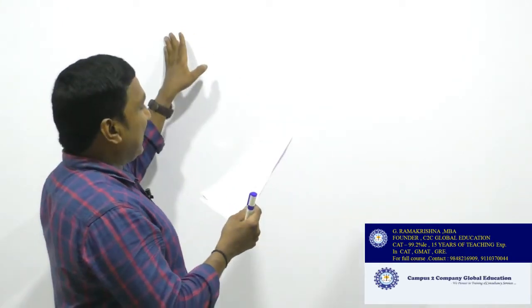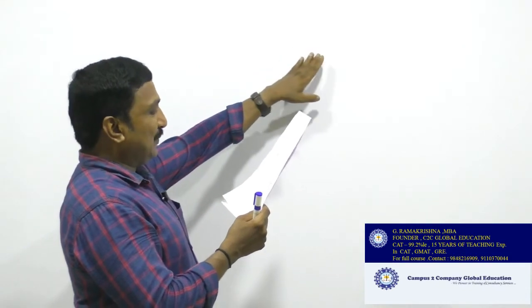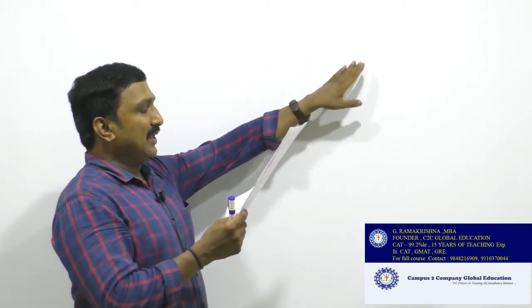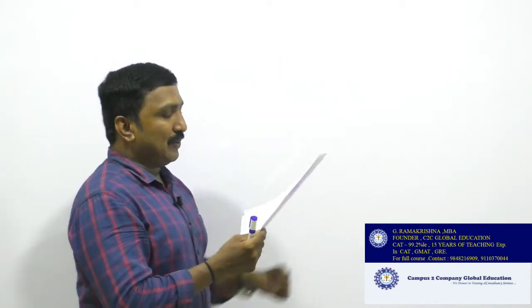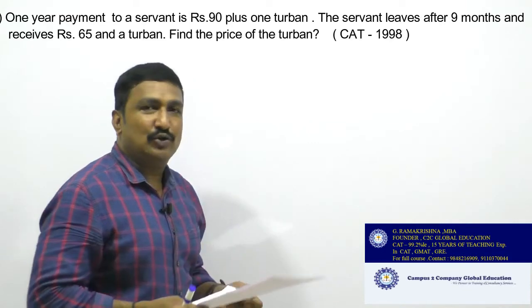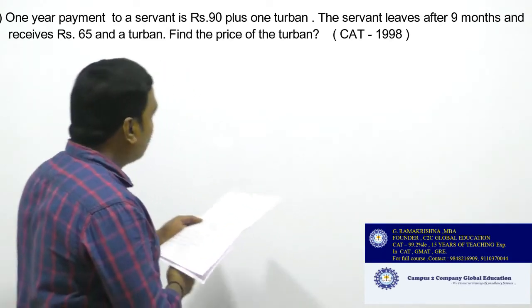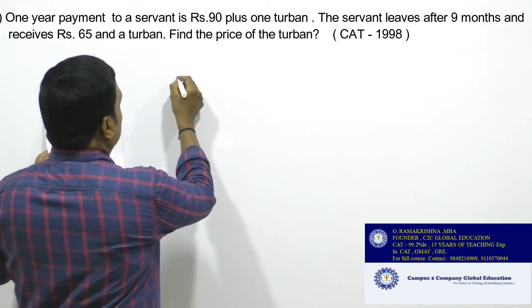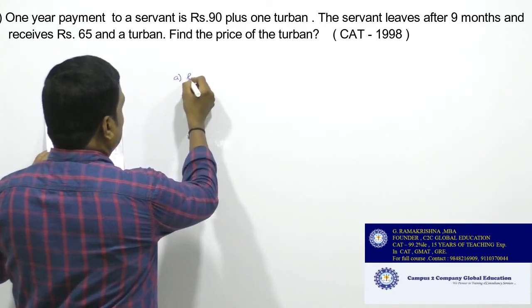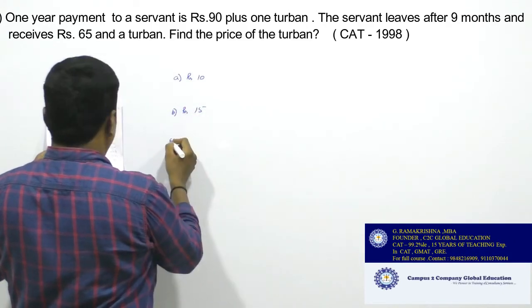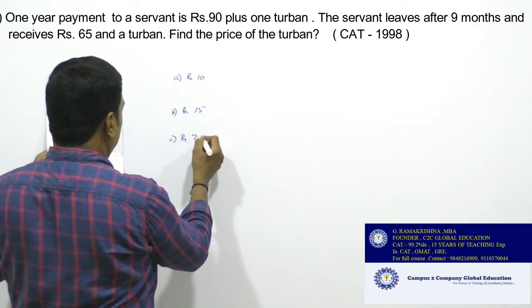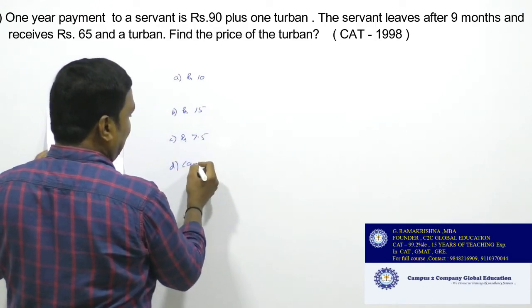So this is also CAT previous year question friends. So this is the 1998 question. 1 year payment to a servant is 90 rupees plus 1 turban. The servant leaves after 9 months and receives 65 rupees and 1 turban. Then find the price of the turban. Okay now friends, here the options: first option rupees 10, second option rupees 15, third option rupees 7.5, fourth option cannot be determined.